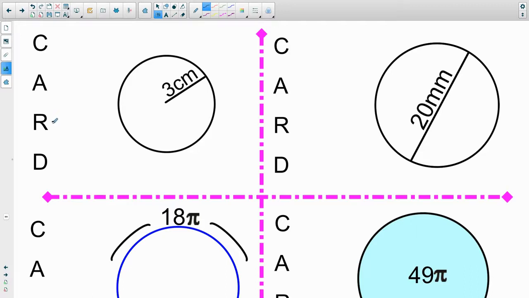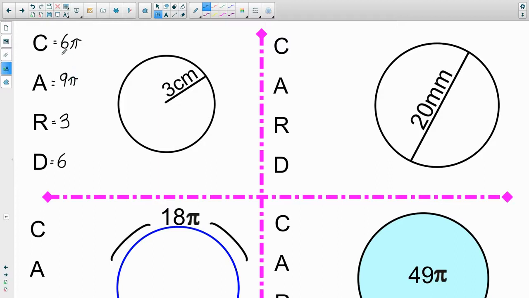So here, the radius is 3. I know that my diameter is twice my radius, meaning it must be 6. I know that my circumference is whatever my diameter is times pi. And I know that my area is pi r squared. Well, my radius squared is 3 squared, which is 9, times pi.